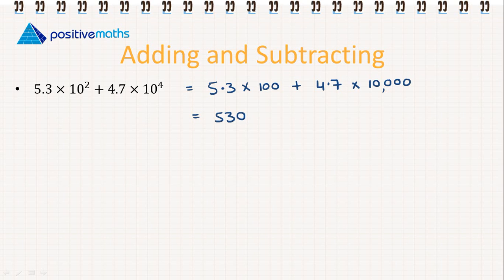Okay, so we're going to expand the numbers first. For 5.3 by 100, we're going to get 530. And for 4.7 by 10,000, we're going to get 47000. Okay, let's add these together. So we get 47530. If we were asked to give this in scientific notation, we would have to change it to 4.753 multiplied by 10 to the power of 4.